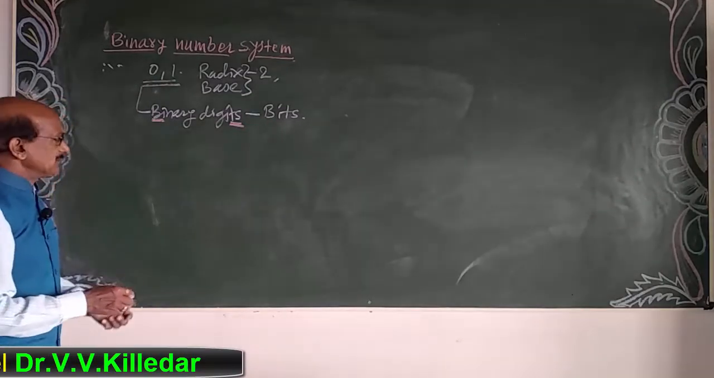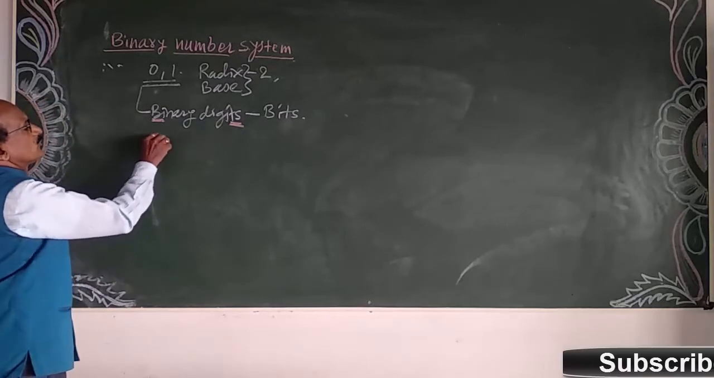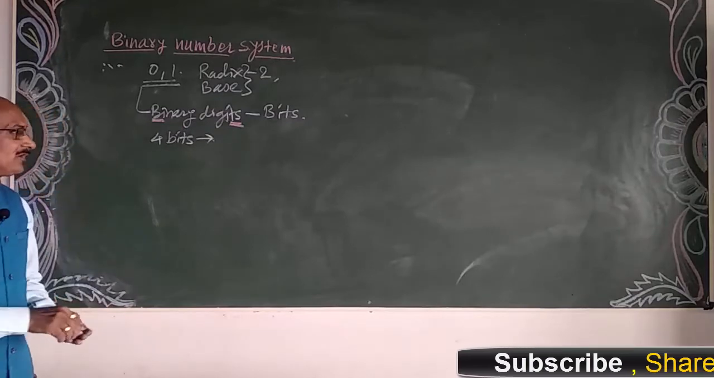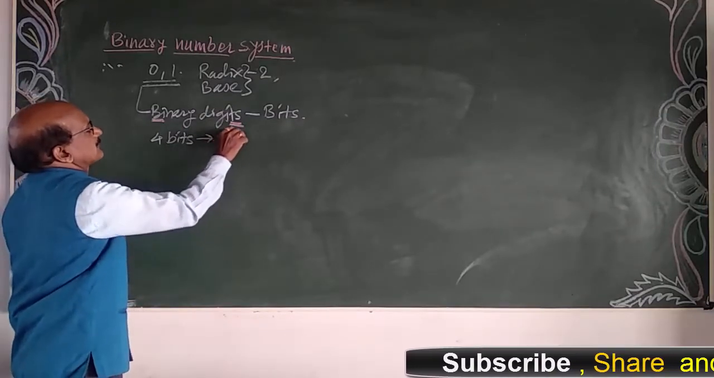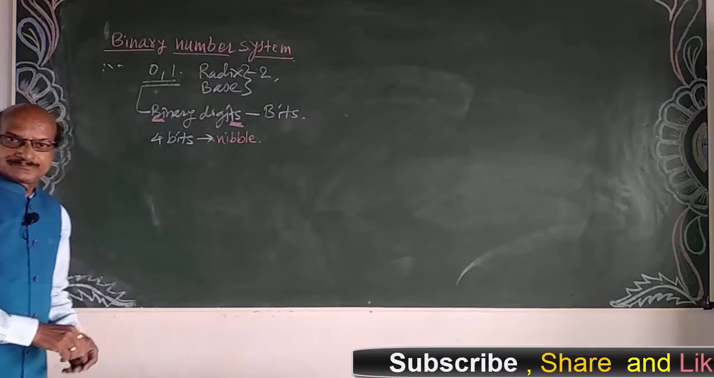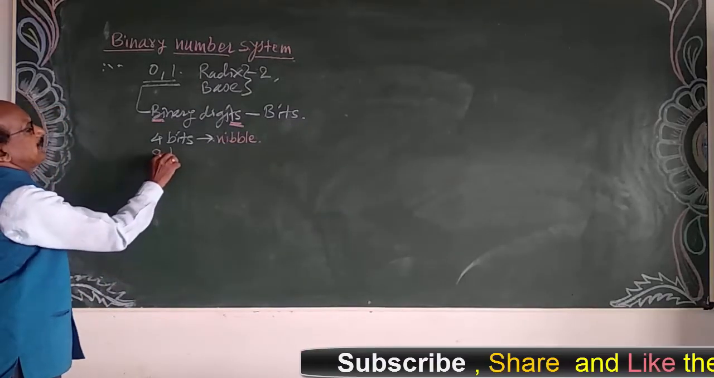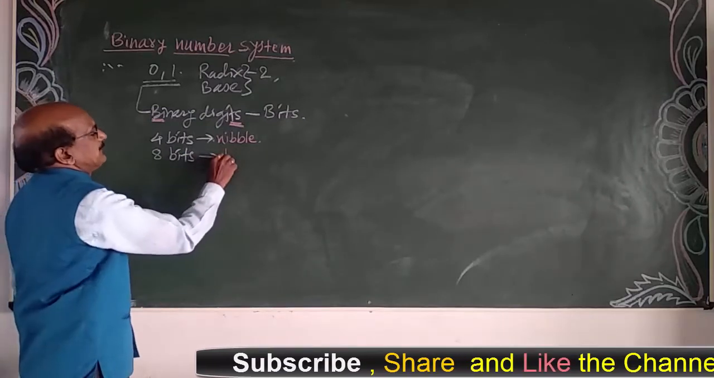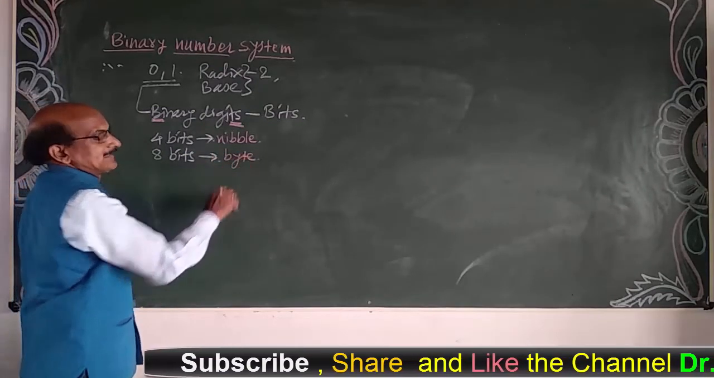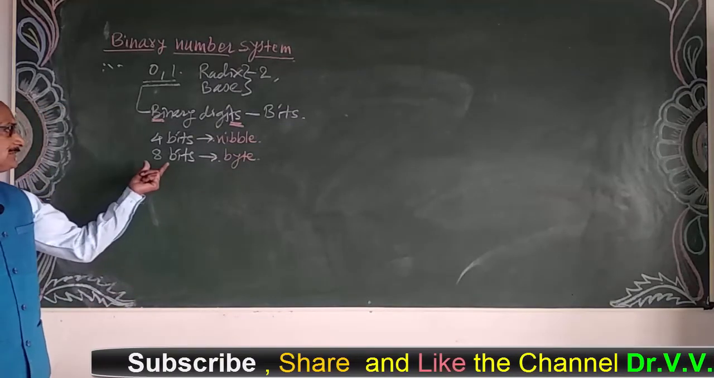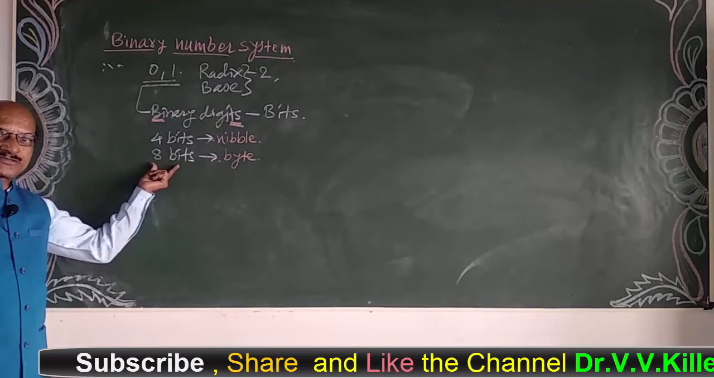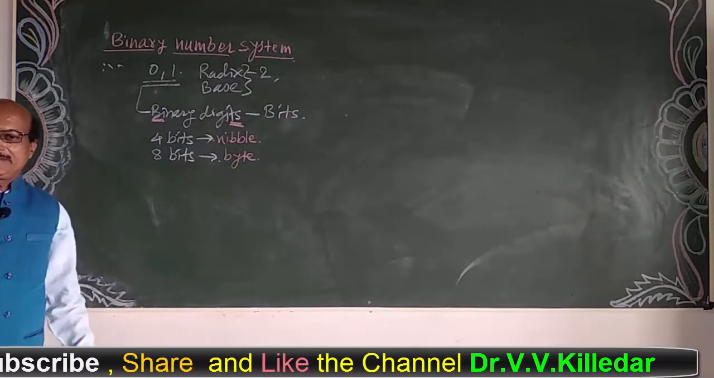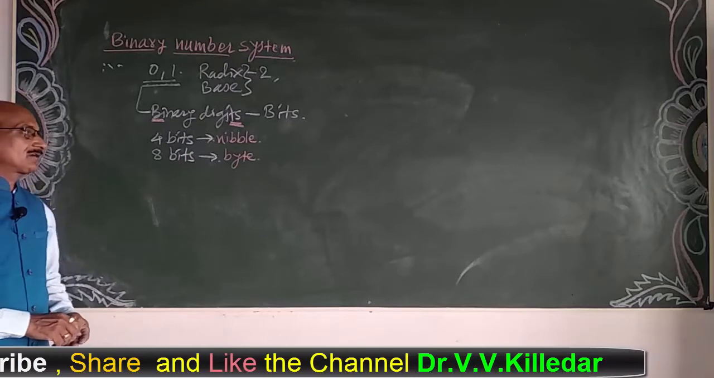Now, if we consider a group of 4 bits, then it is called a nibble. If I use a group of 8 bits, then it is called a byte. Usually, the word length of a microprocessor or a computer is expressed in bytes or bits.